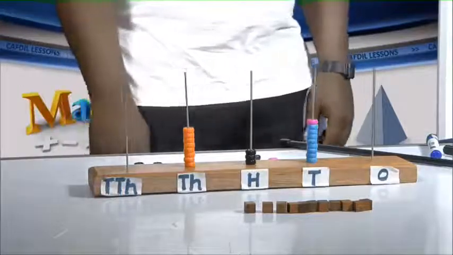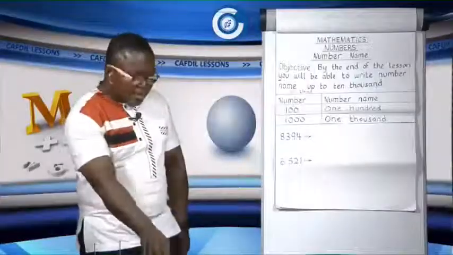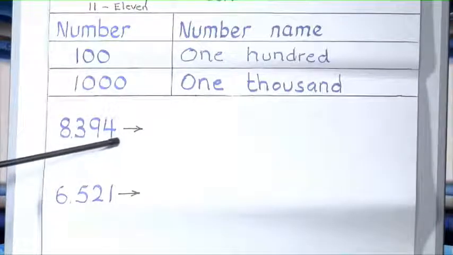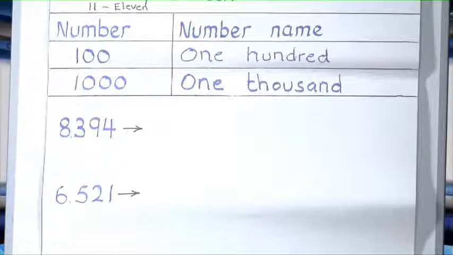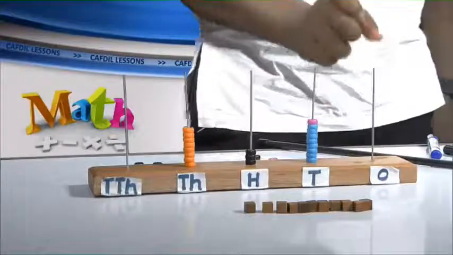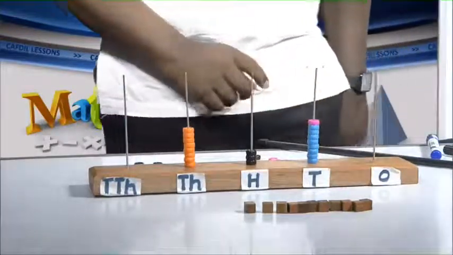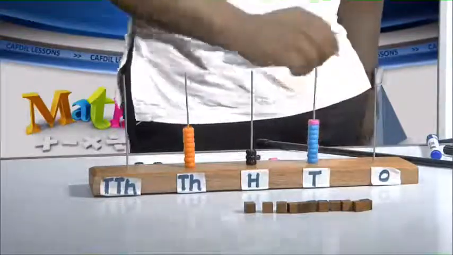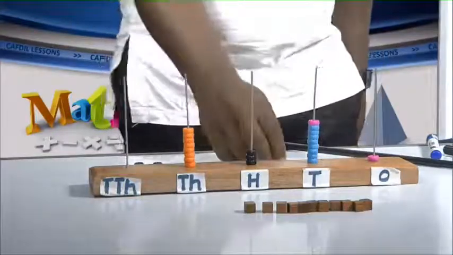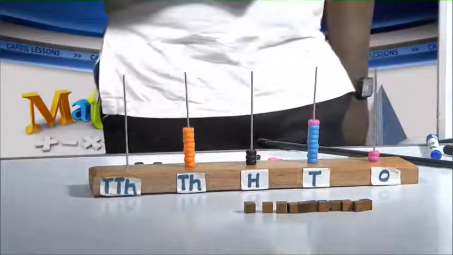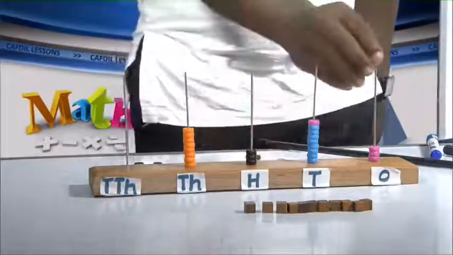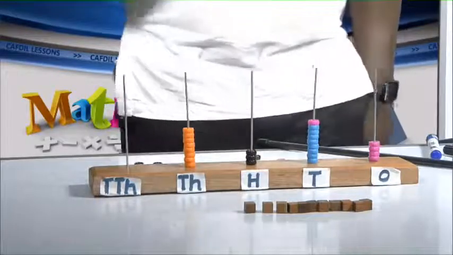Now, let's come to this one. Ones. So how many ones are there? 4 ones. And this is the stand for ones. So I'm going to place 4 beads here. So 1, 2, 3, and then 4.